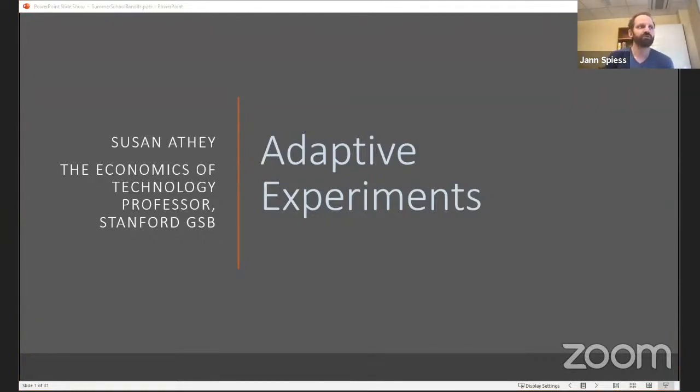We are very fortunate to have Susan Athey today. Susan Athey is my colleague here at Stanford, and she's also director of the Golub Capital Social Impact Lab. She has made a lot of early important contributions to bringing machine learning into economics. And today we'll talk specifically about adaptive experiments. Susan, the floor is yours.